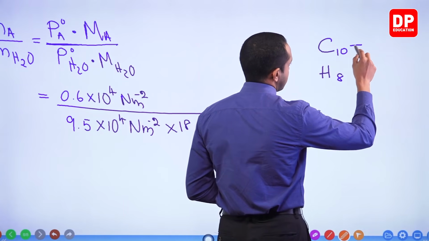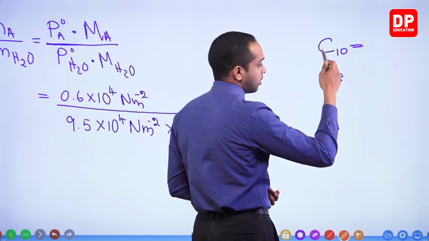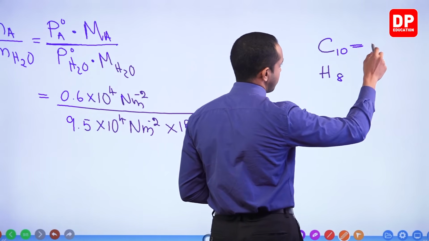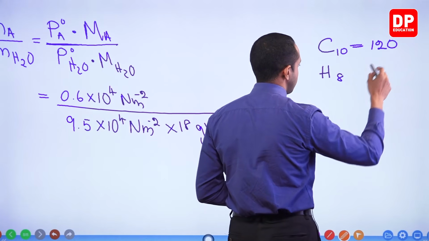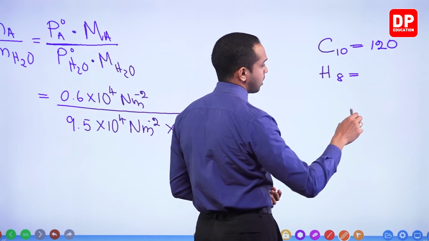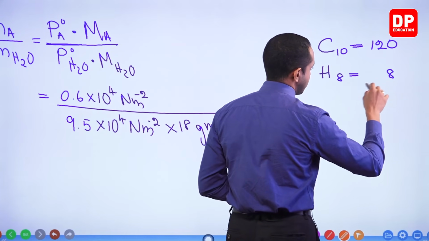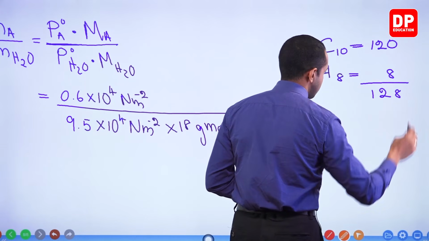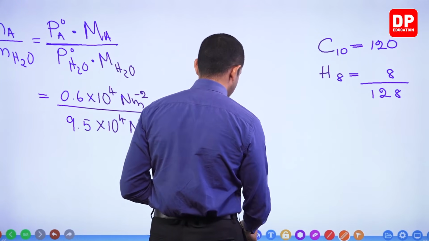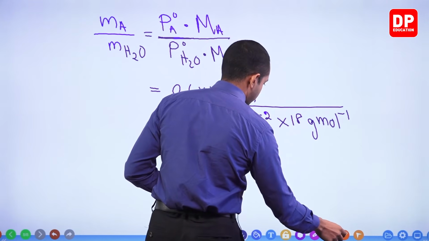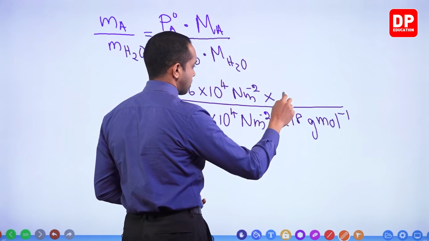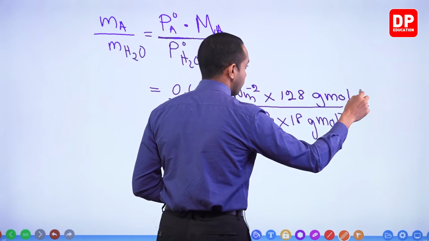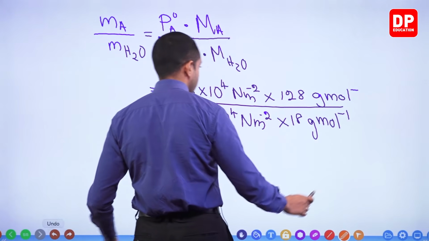So now students, each carbon has an atomic mass of 12, and there are 10 of them. Therefore, this is 120. 8 hydrogens are going to bring in a value of 8 here. One hydrogen is 1, so there are 8 of them, 8. So the molar mass is 128. So over here we can write that the molar mass is 128 grams per mole.